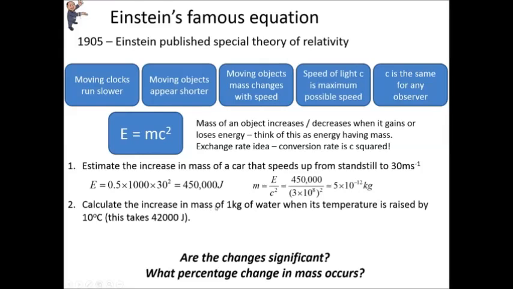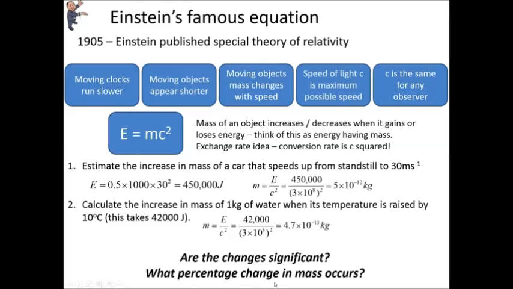Let's do the same for water. Let's increase 1 kilogram of water by 10 degrees. If you remember your work on specific heat capacity, this is 42,000 joules of energy it will take to do this. So again, m equals E over c squared, 42,000 over (3 times 10 to the 8) all squared will give an increase in mass of the water of 4.7 times 10 to the minus 13 kilograms. So are they significant? No.